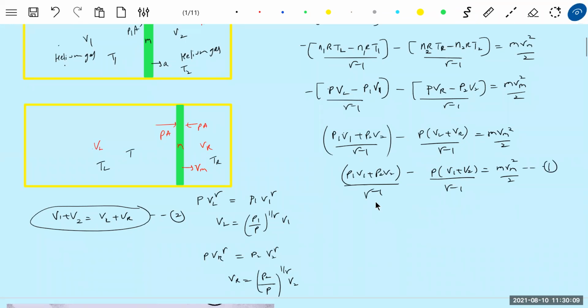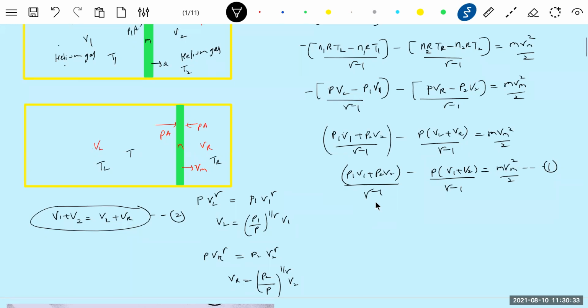Now substitute 1 in 2, V1 plus V2. Okay, anyway it's needed. Sorry. Substitute, where is that P gone? Oh no. VR and VL substitute in this equation, then you'll get an expression for P. Then that value of P substitute, you'll get Vm.